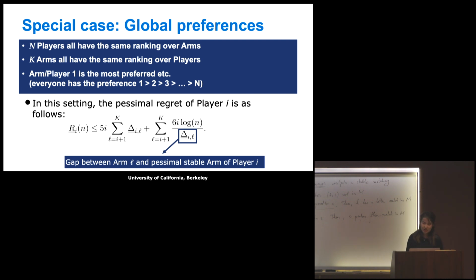In general, in this particular market structure, you don't actually see a dependence on the gaps for other players. The regret of each player only depends on their own gaps, right? Previously I told you that when you have arbitrary preferences, your regret might depend on the gap faced by another player, but in this global preference setting, it doesn't have that dependence anymore, which is kind of nice. It's only whether you yourself have figured out your preferences. So now I don't have to pay for the exploration of another player.